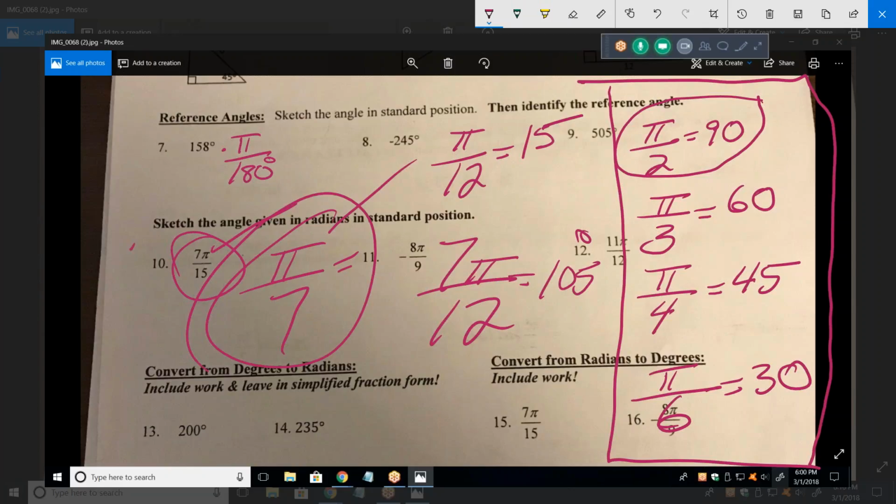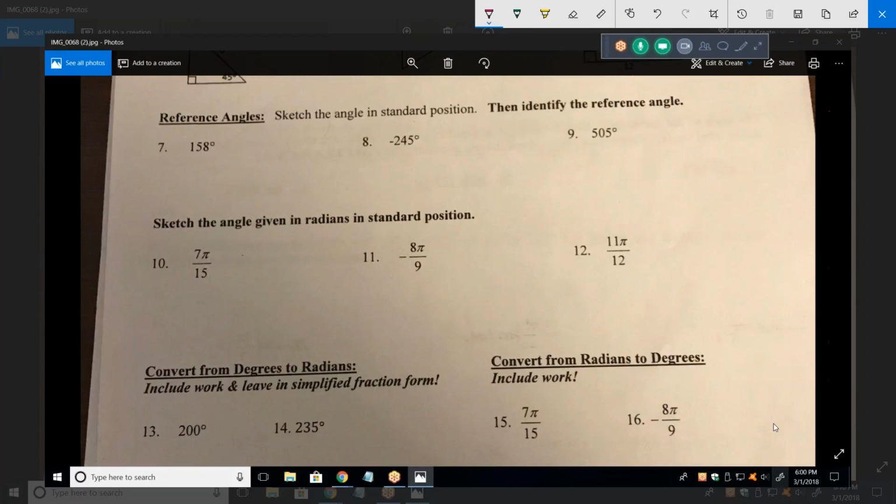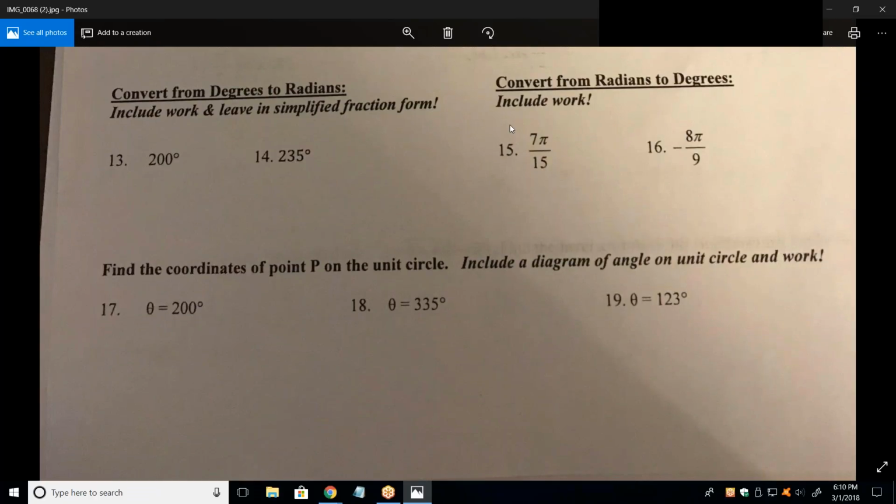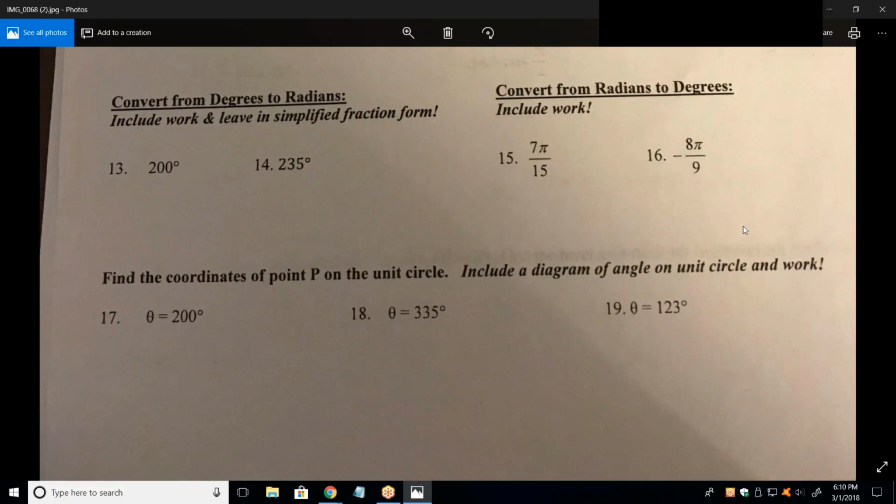Despite this problem here. But this problem is not convert, this problem is sketch. All right. So we've sketched 10, 11, and 12. Let's scroll down. Okay, now we're going to convert. Let's do the easy ones first, using the technique I just taught you.